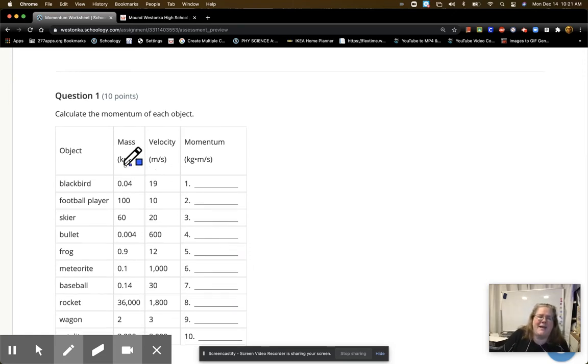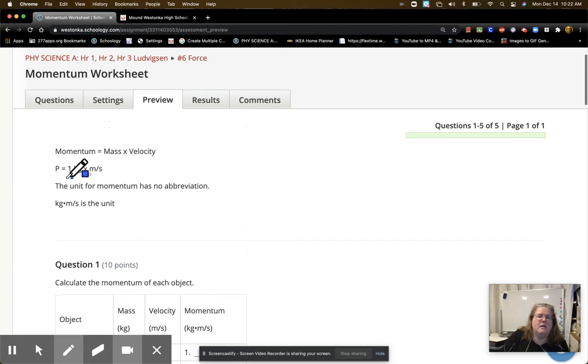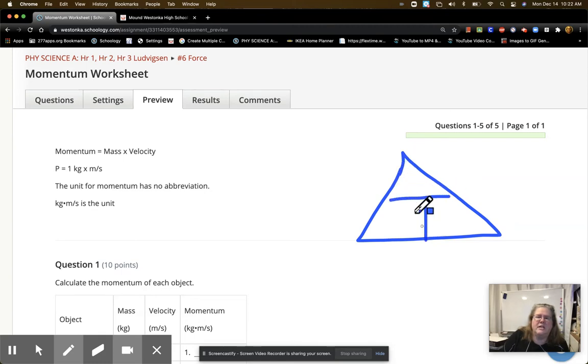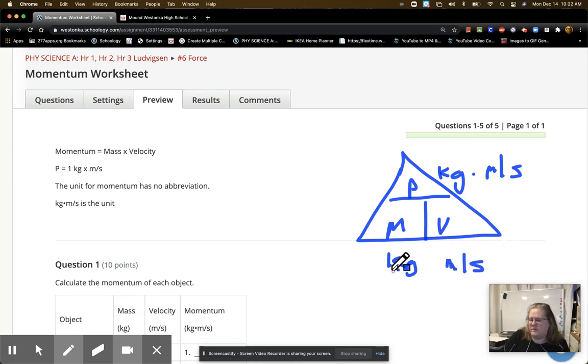And remember, it's mass times velocity, right? Mass times velocity. So again, we could make a triangle with units and everything in it, where momentum is kilograms times meters per second. That's my unit. And then we have mass, which is kilograms. And I'm writing this outside. If you make it bigger, you can put it inside the triangle. And velocity is in meters per second. So if you don't have a kilogram, you need to convert to kilograms.